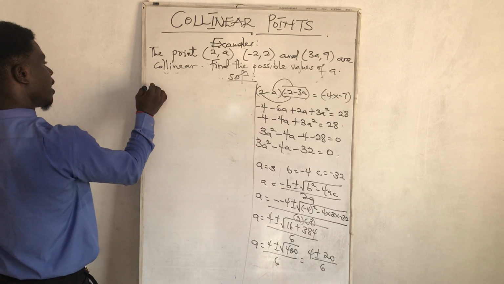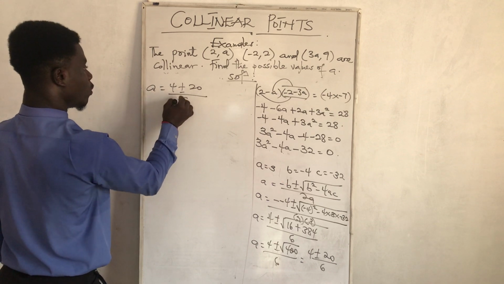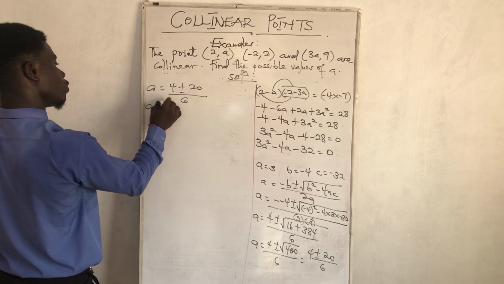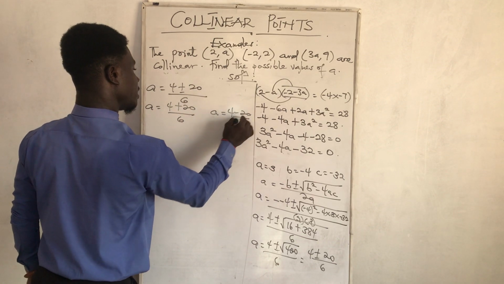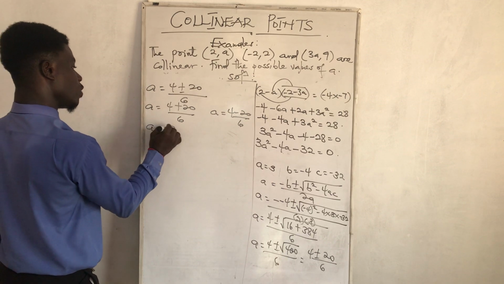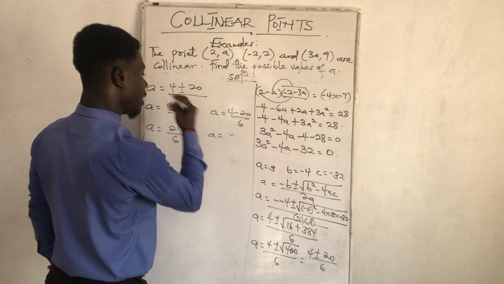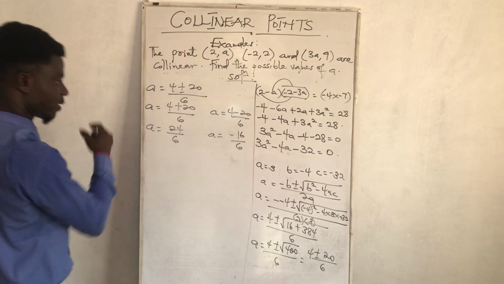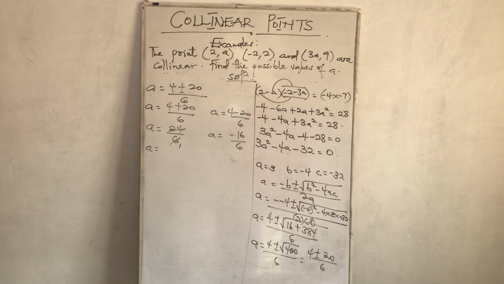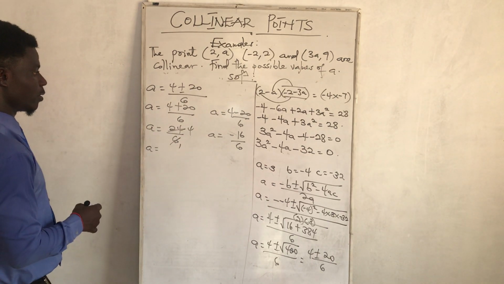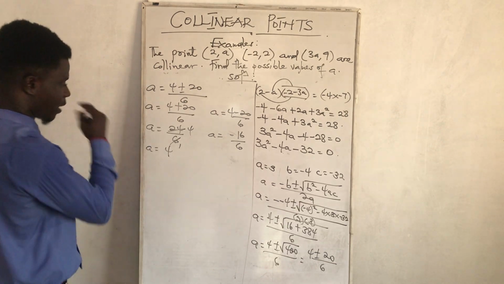So now I have a being equal to 4 plus or minus 20, all over 6. So we know that a must be equal to 4 plus 20, all over 6. Then a must be equal to 4 minus 20, all over 6. So I have a being equal to 24 over 6, right? Then a being equal to minus 16 over 6, right? So I have a being equal to 6 here, 1 into 24, I have 4. 4 times 6 is 24, right? So I have 4 here.